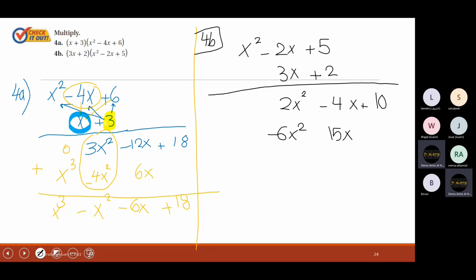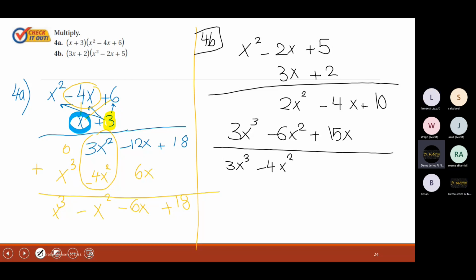And 3x times x squared is 3x cubed. Then now, 3x cubed plus 0, 3x cubed. Then 2 minus 6 is negative 4. Negative 4x squared. Then negative 4x plus 15x is 11x. Bravo, positive 11x plus 10. Thank you so much, James. You're welcome.